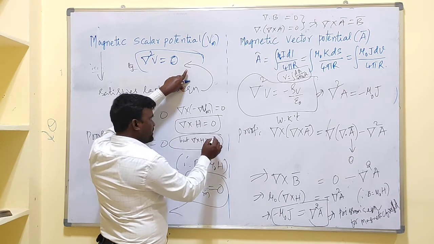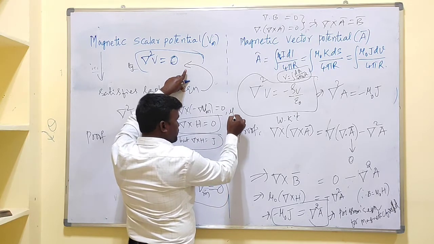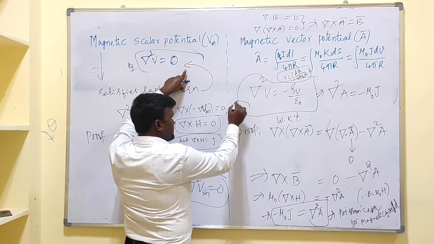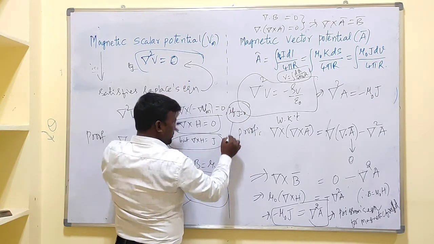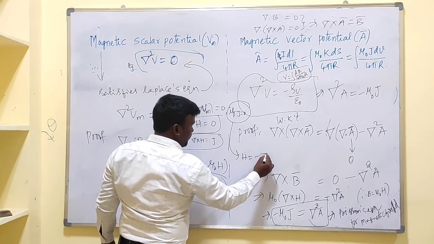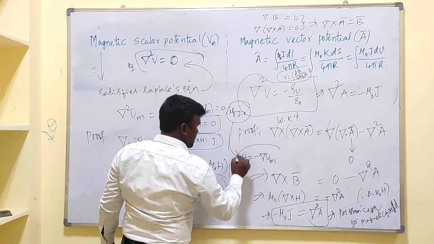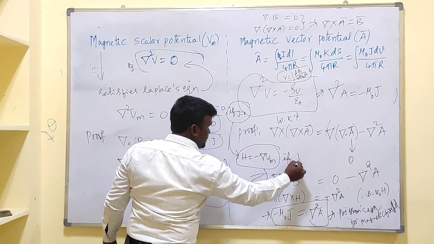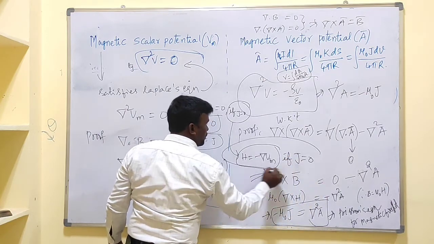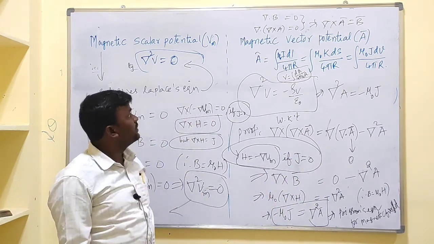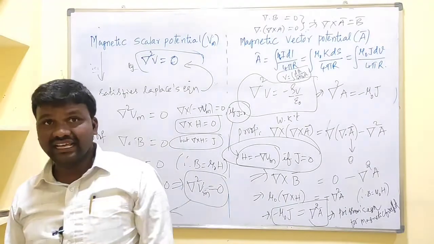That's why if J equal to 0, H is defined as minus del Vm. If J equal to 0. Okay, this is all about magnetic scalar and vector potentials.